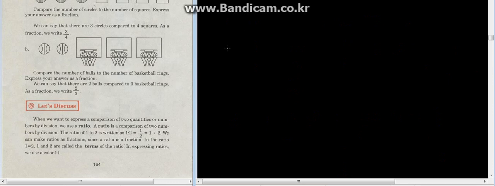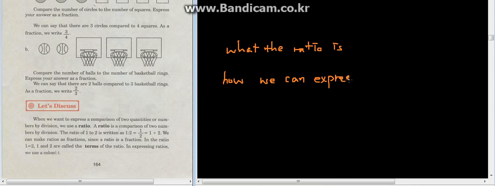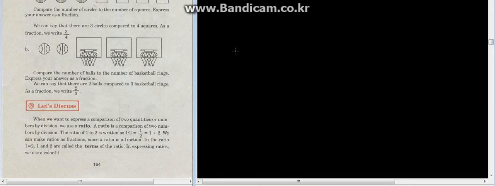Until now, we've studied what the ratio is and how we can express it. Then let's move on to the next concept. Here we're gonna talk about a feature in a ratio.